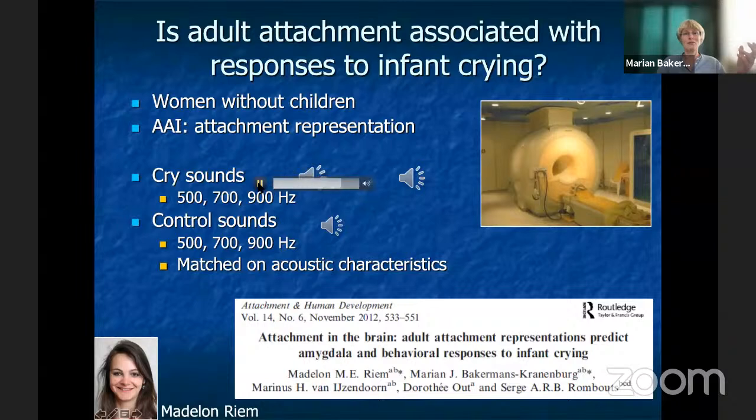This is what infant crying is like. Now we also manipulated the cry a bit, and let's hear what that is like.